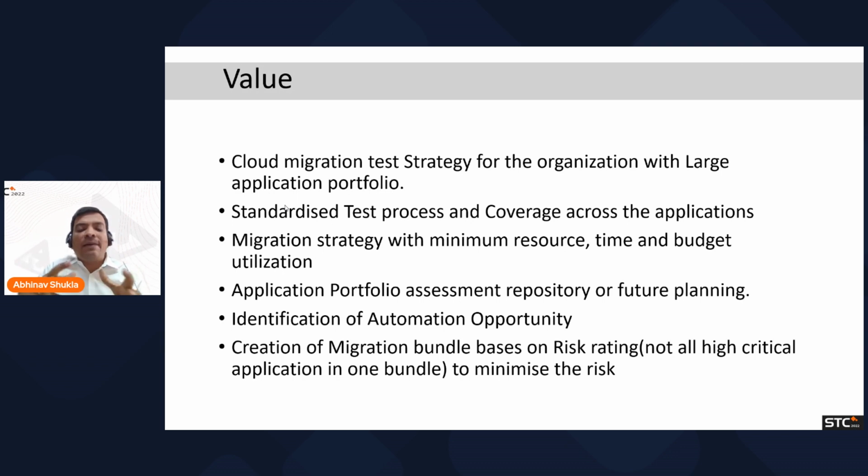If we have more than 500 or 700 applications, what kind of strategy are we going to take, how are we going to segregate them, and what strategy are we going to follow? I think this is a holistic end-to-end strategy which any organization with a large application portfolio can adopt.